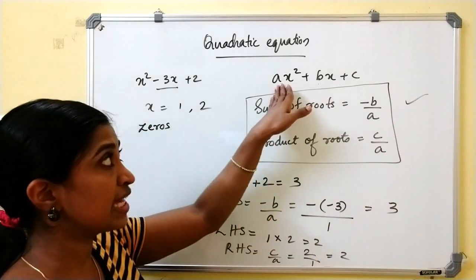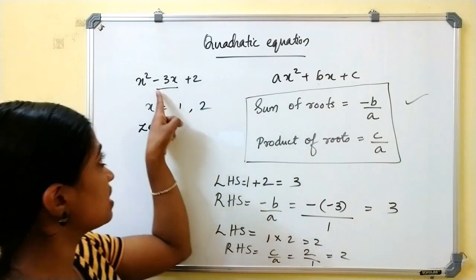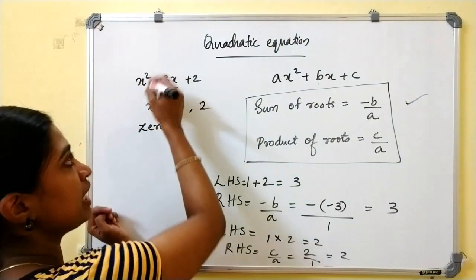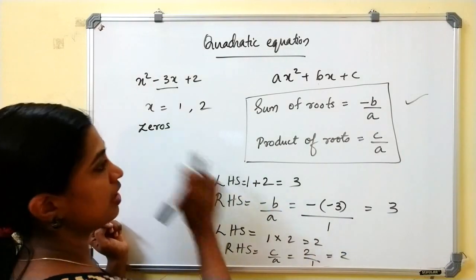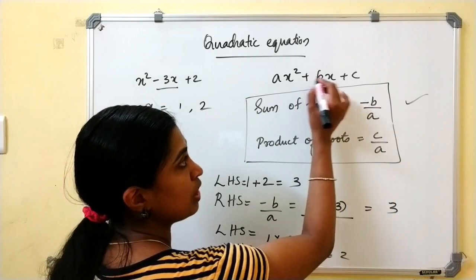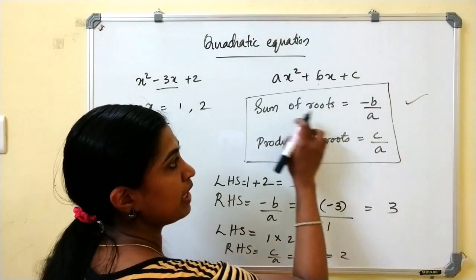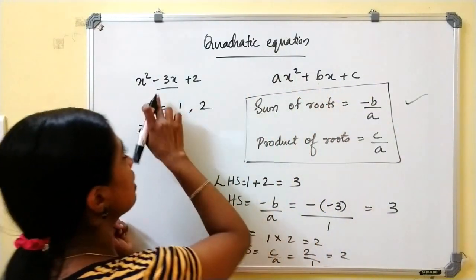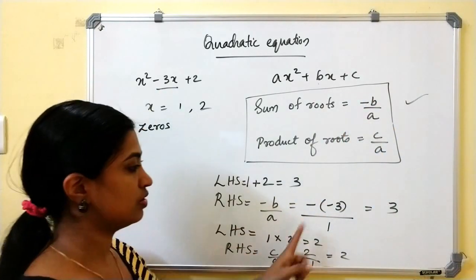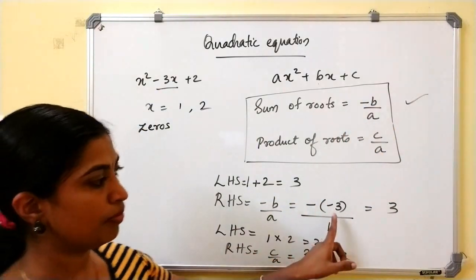General expression is ax square plus bx plus c. We have to consider the sign. If here it is minus 3, then b is minus 3. In this case, we have taken it like that. Minus b by a is the sum of roots. So, if here it is minus, you have to take minus of minus 3. Don't make a mistake. It is very important.